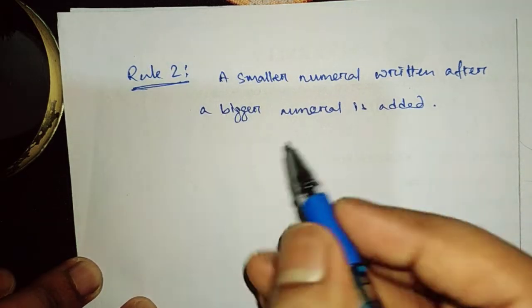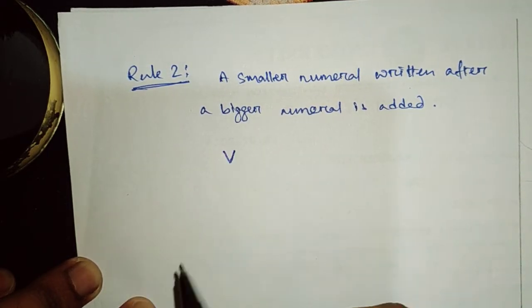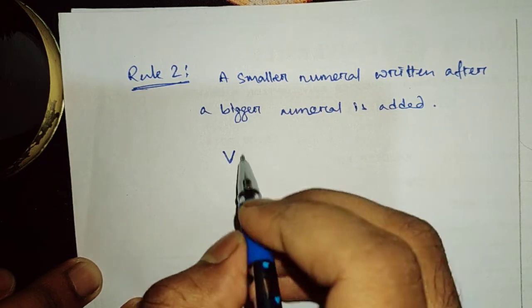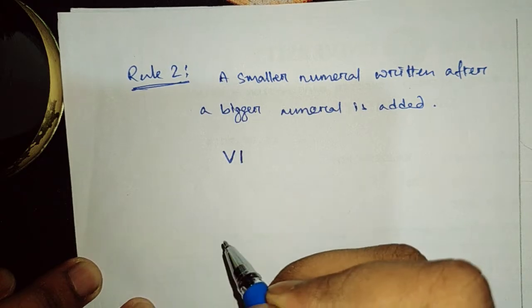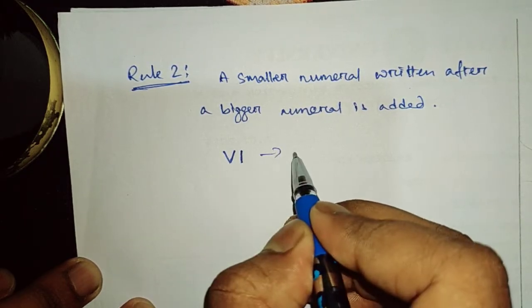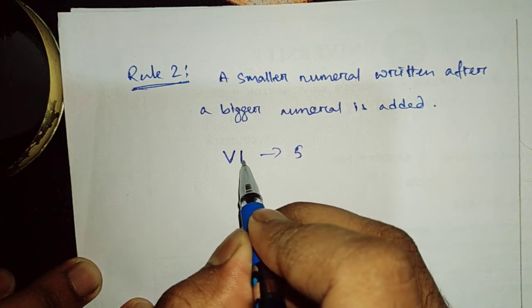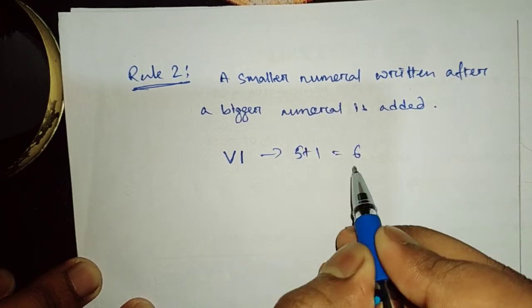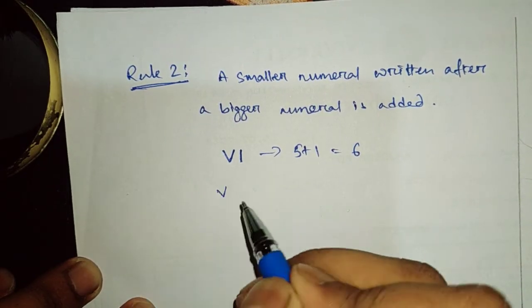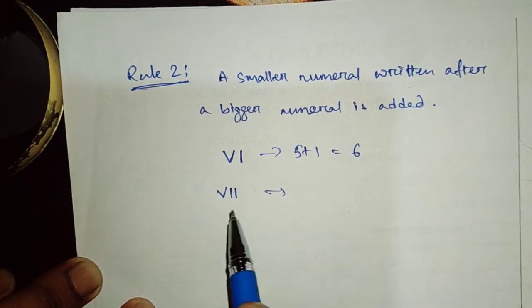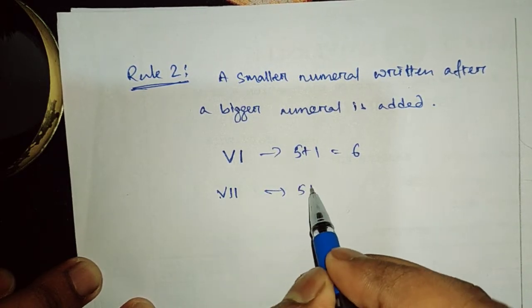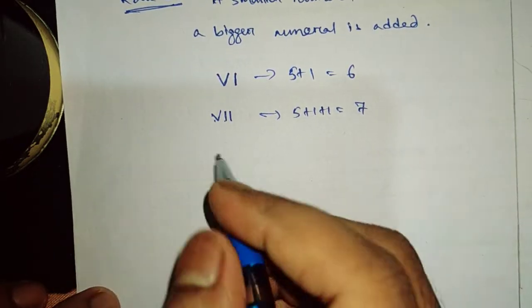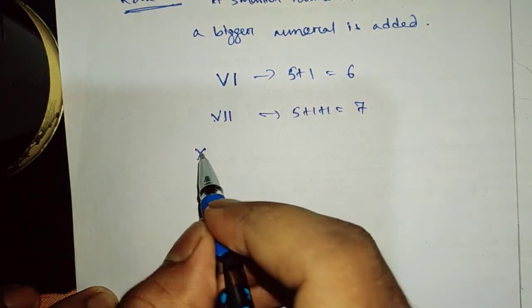So what is the meaning? For example, V means 5. So if you write a smaller numeral than 5, that is I, after it, that means I is written after 5, so 5 plus 1, which will be 6. Similarly, if you write VII, so 5 plus 1 plus 1 equal to 7.